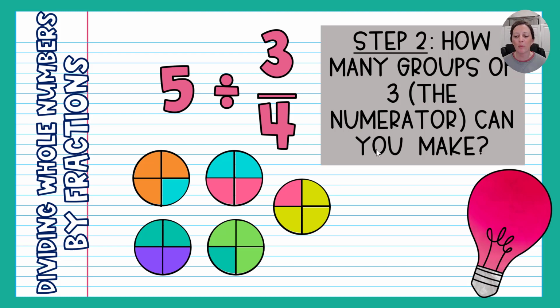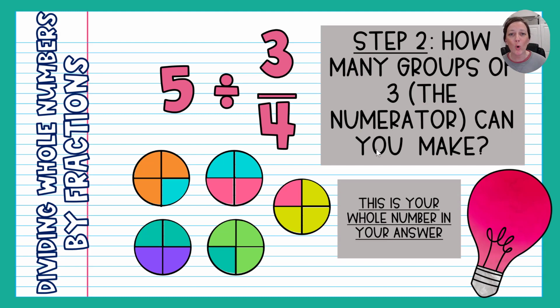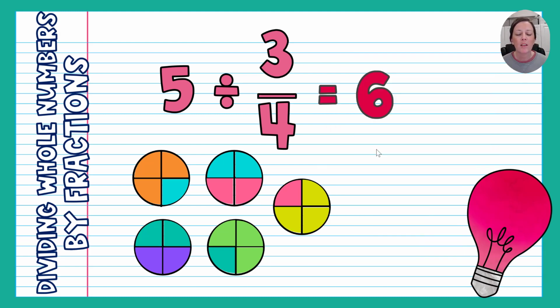So the question for step 2 was how many groups of 3 can we make? Well, we had an orange group, a blue group, a pink group, a yellow, a green, and a teal. I was able to make 6 full groups of 3. So 6, that number of groups of 3 that I made, that's going to be a whole number in my answer. So let's go ahead and see what that looks like. It's going to be equals to 6.